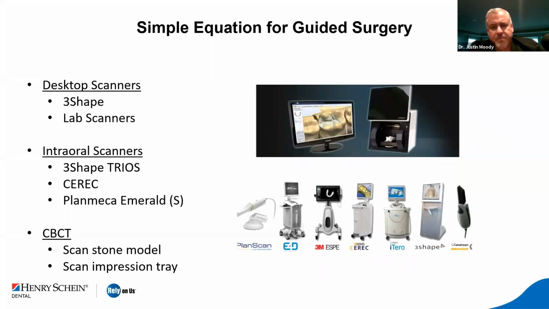So how do we get to the STL file? Well, we can do that a number of different ways. We could take a PVS or an alginate impression and pour it up in stone. We could use a desktop scanner. Sometimes these scanners can even scan the impression itself without actually pouring it up into stone. At the New Horizon Clinic, we do have one of the new 3Shape laptop or benchtop scanners. There's all sorts of lab scanners out there available to you.